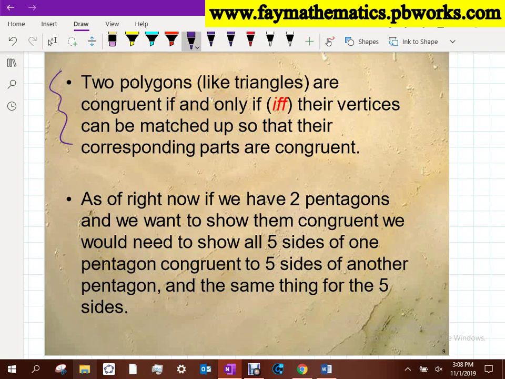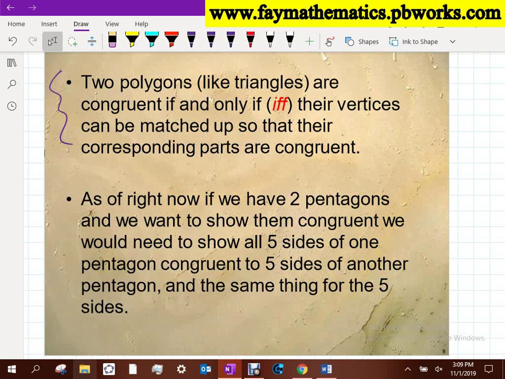But this idea says if you're able to show all corresponding parts to be congruent, then the figures are congruent. It's an if and only if statement, so you can reverse it and say if your figures are congruent, then you can pull out the corresponding parts and say the corresponding parts are congruent as well. Okay? The rest of chapter 4 is actually an investigation of how we can do this with triangles much more easily than saying 6 things congruent to 6 things.